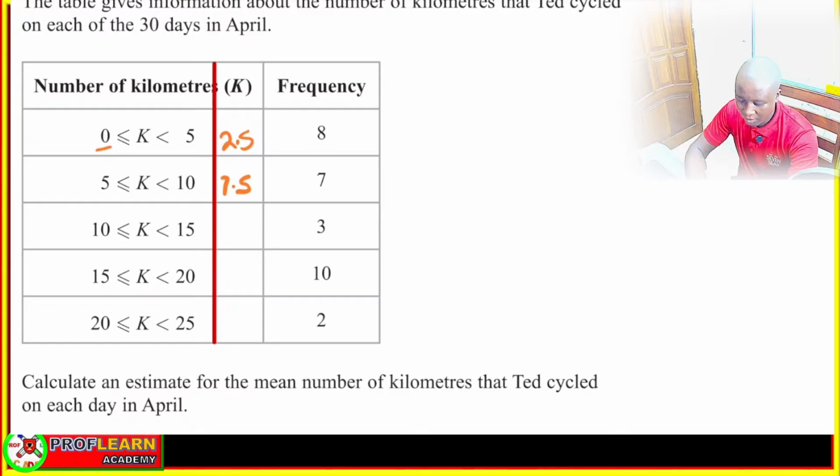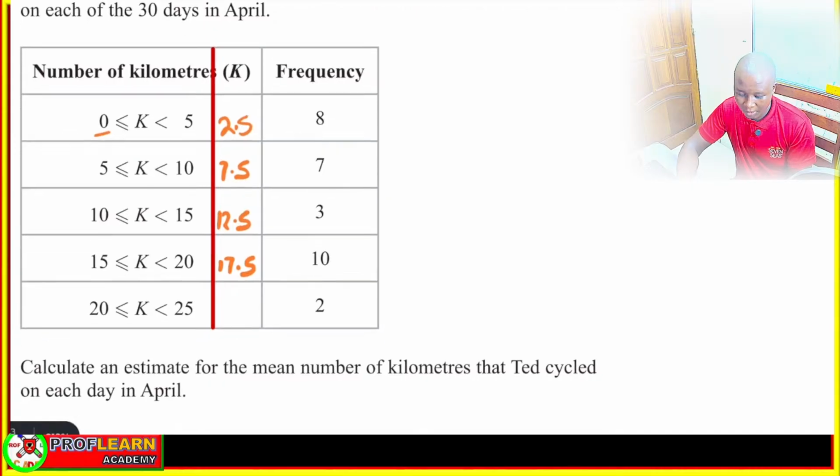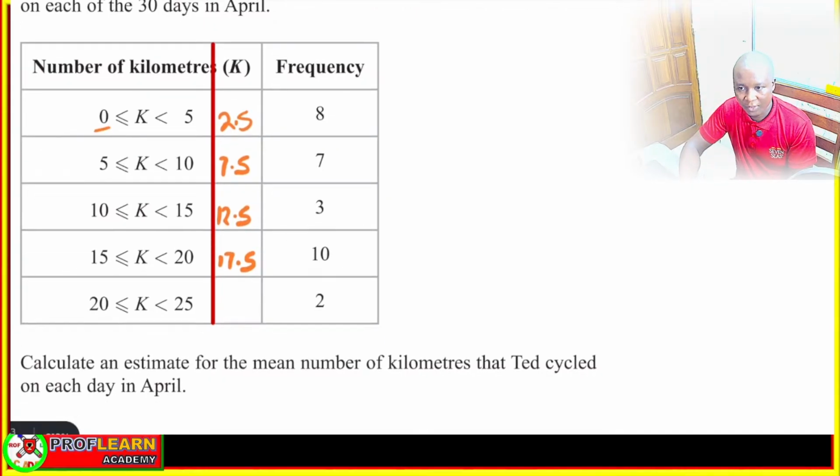10 plus 15 divided by 2, that's going to be 12.5. 15 plus 20 divided by 2, that is going to be basically 35 divided by 2, and that's going to be 17.5. And 20 plus 25, that is going to translate to what? That's going to give us 45, and 45 divided by 2, that will be 22.5. So those are the values of x. So we can say this is our x.